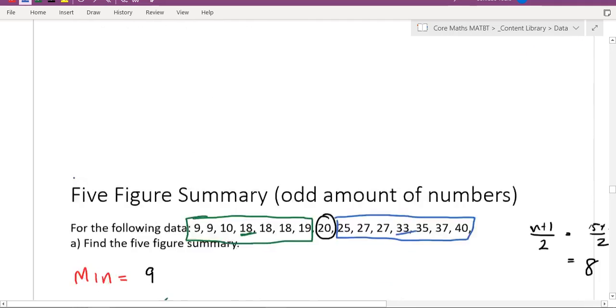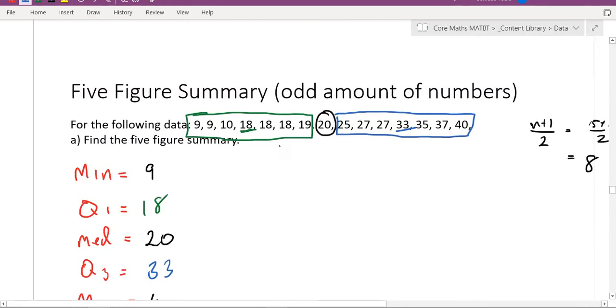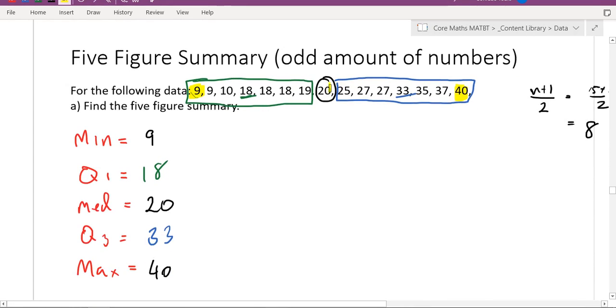So if we have, really quickly, a set of numbers here, minimum and maximum right there. Let me highlight it. So you've got minimum, maximum, done. Median is the middle number, so the middle number is 20. Q1 is the middle of the lower half, so this lower half here, the middle number is 18. Q3 is the middle of the upper half, so 33 is the middle of the upper half. I'll get rid of all that.